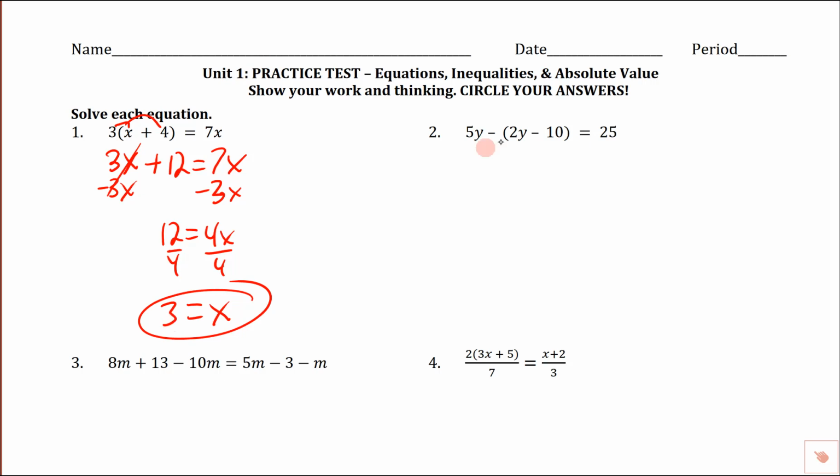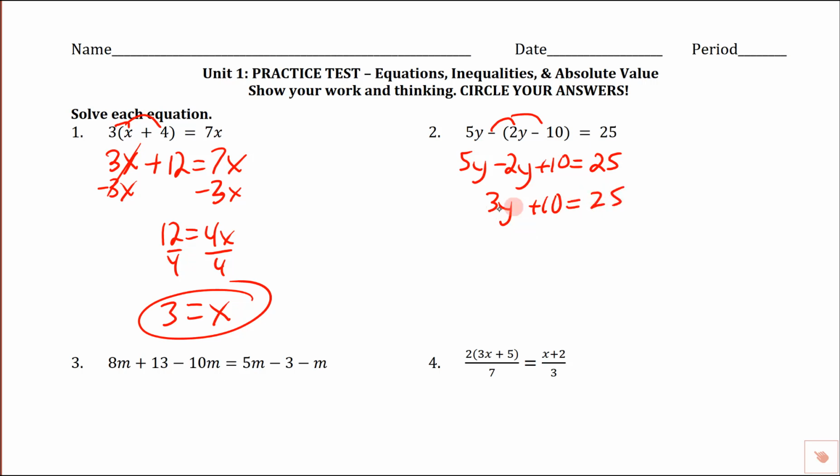Let's take a look at this next one on number 2. You'll notice that we've got this negative here, this minus sign. We're taking 5y and then we're subtracting all of this stuff in parentheses. So we're going to go ahead and distribute that negative through. So we've got a 5y here, we've got a negative 2y. Negative times negative makes a positive 10, and then we've got the 25 over here. We're going to go ahead and continue simplifying. So we've got 3y, and then we've got that plus 10 equals 25.